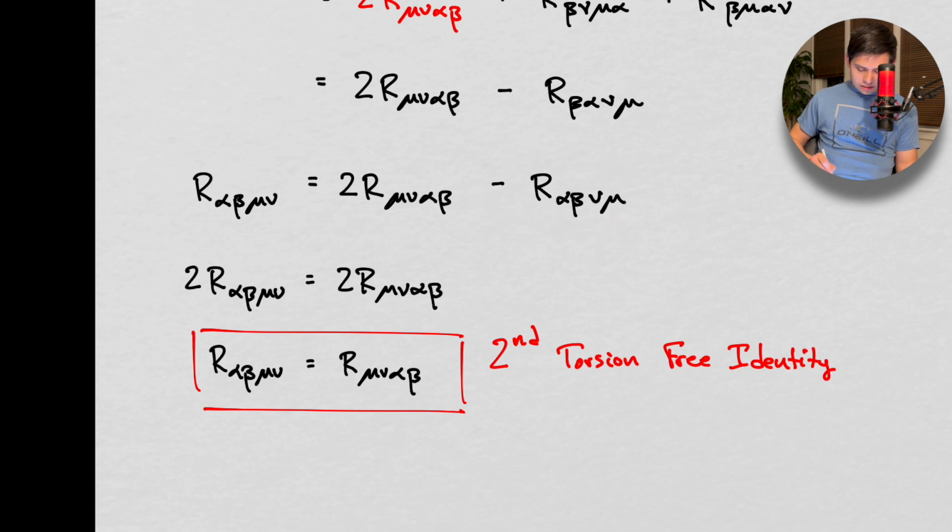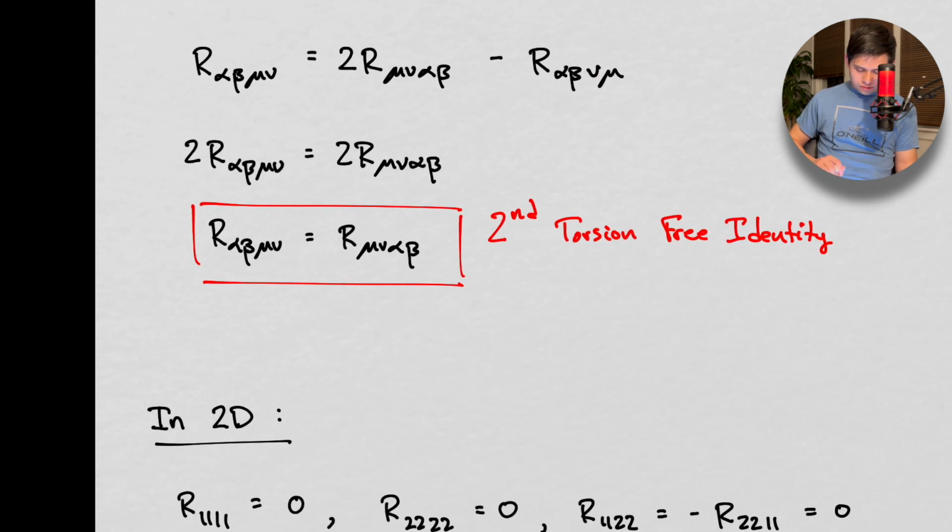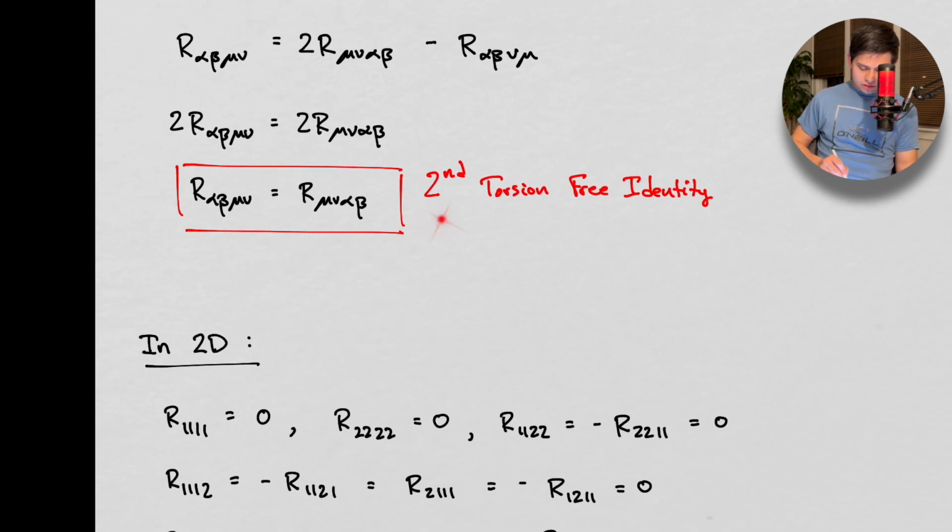And then we take this guy to the side, and we get this. Alpha, beta, mu, nu. Make it a positive over here, but then swap the index, and when you swap the index, that changes the sign, right? So this is going to get brought over here. It's going to be this plus this guy. So we get this. We can divide both sides by 2. And we get, lastly, the second torsion-free identity.